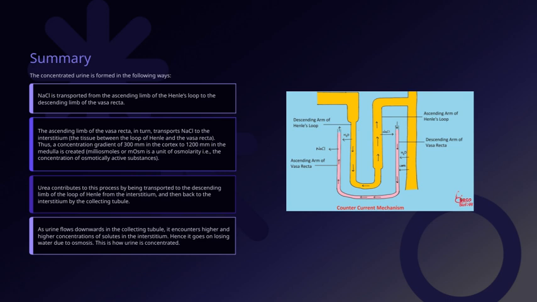Sodium chloride is actively transported from the ascending limb of the loop of Henle to the vasa recta, aiding in the overall process. In summary, the formation of concentrated urine relies on this delicate interplay of solute transport and water movement, creating the necessary osmotic gradient for water reabsorption and urine concentration.